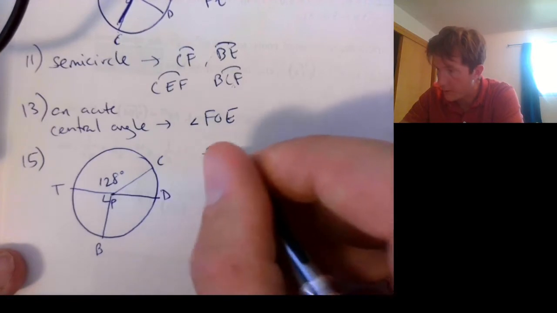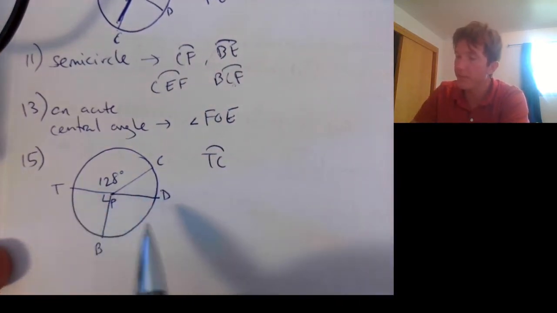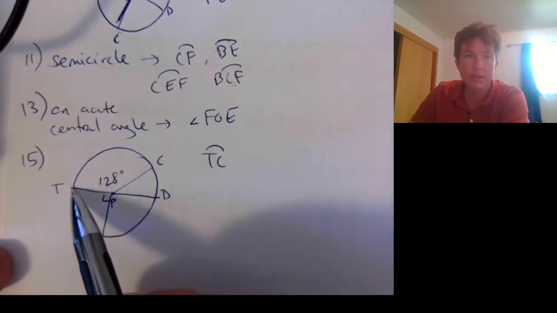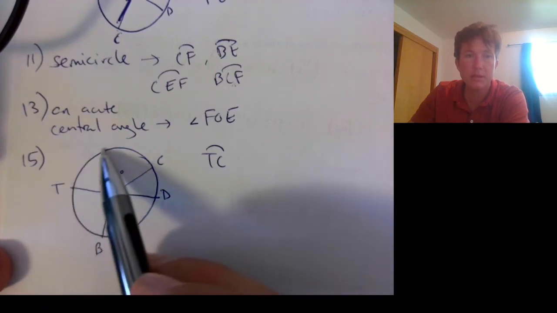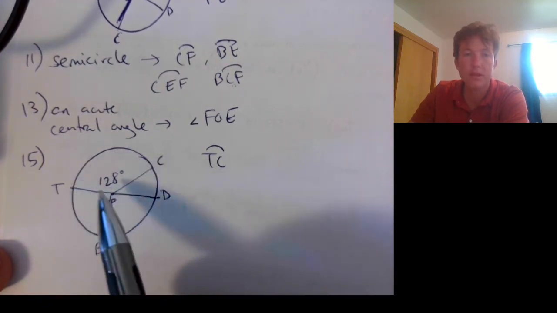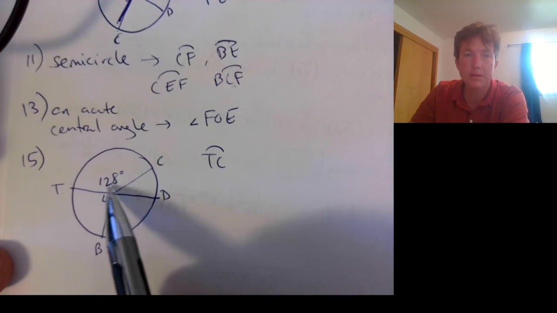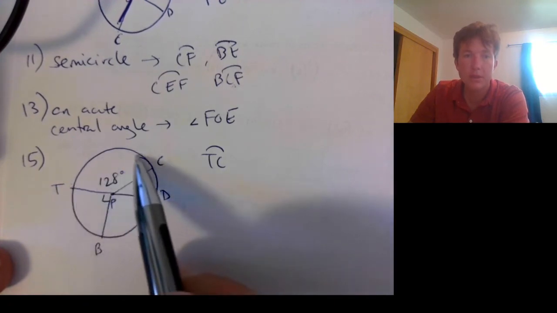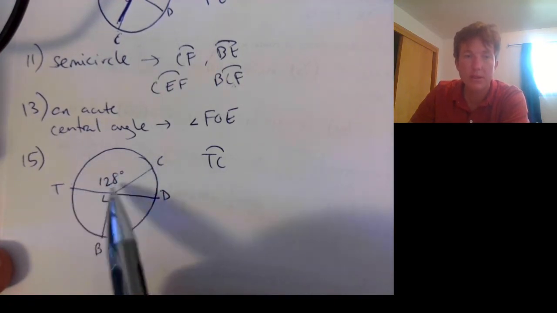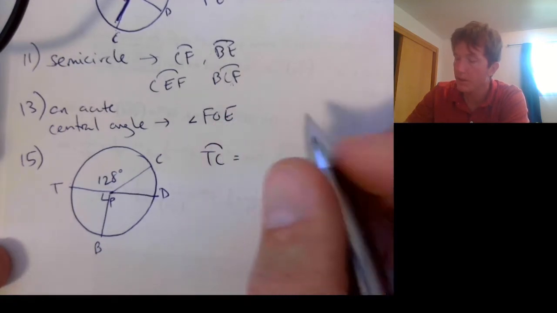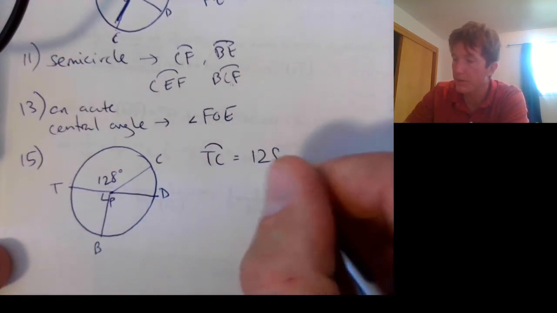We want to find the measure of arc TC. So the arc TC is going to be from T all the way to C. The central angle there is 128 degrees. The measure of that arc is the same as the central angle. So the measure of arc TC is 128 degrees.